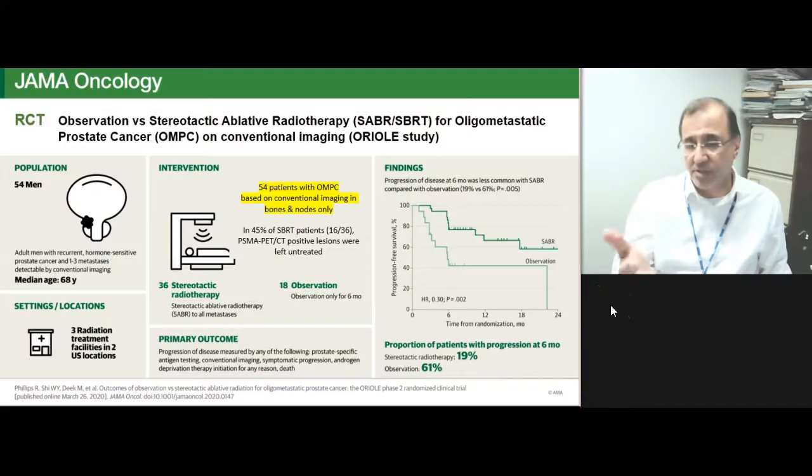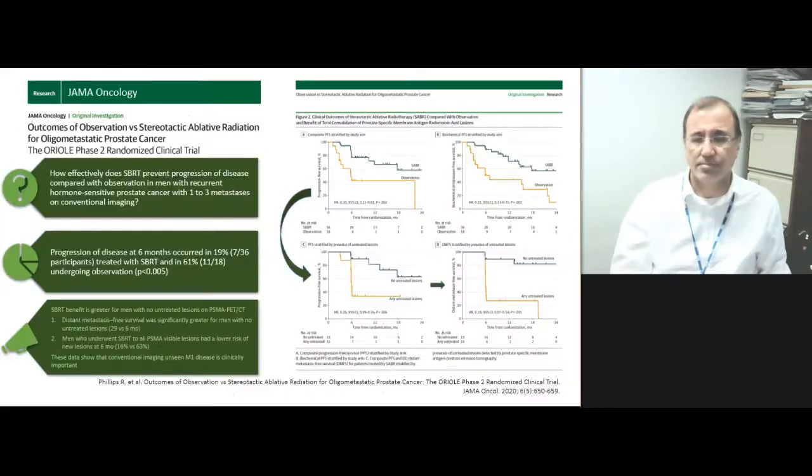And this is on the basis of studies like this, the Oriole study. In this study, 54 men with oligometastatic prostate cancer on conventional imaging either received stereotactic radiotherapy or observations. And you can see that people who had cyberknife radiotherapy had a better progression-free survival than those patients who were just observed. But you'll notice that about half of the men had PSMA PET-CT lesions that were left untreated. How did these men do?